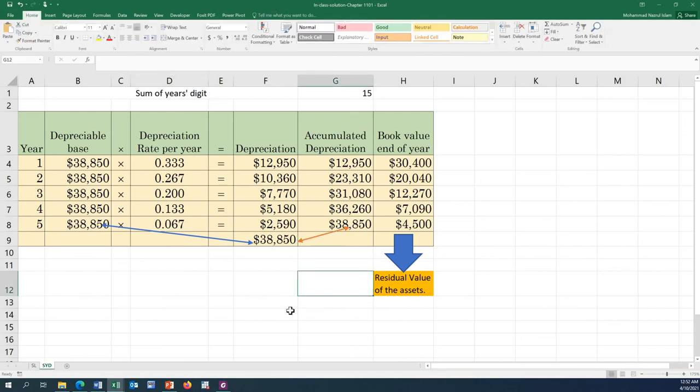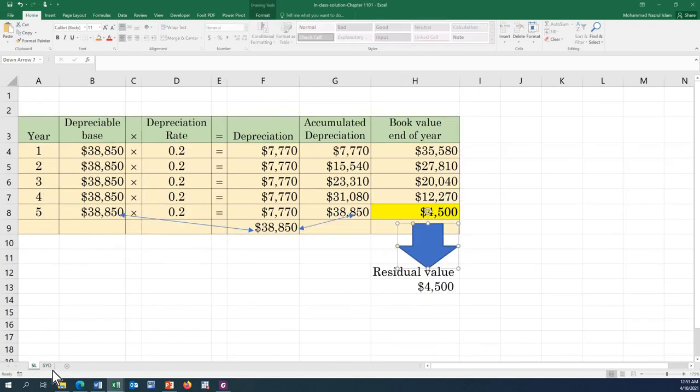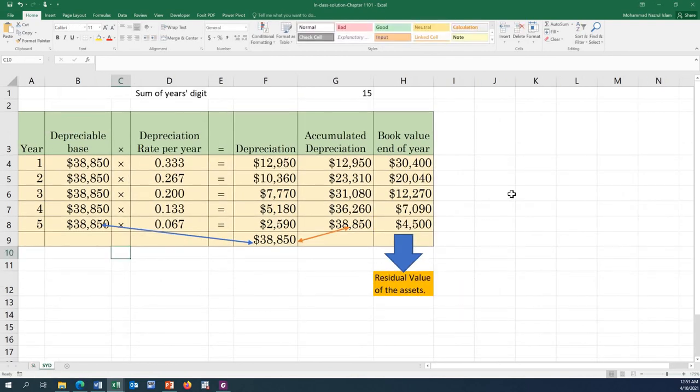Now I hope you have understood how we calculate depreciation by the sum of years digit method and the straight line method. So see you in the next videos. Thank you, have a good one.